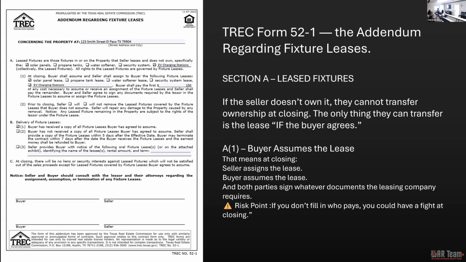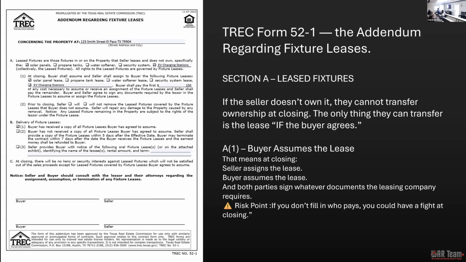Okay. If you go down to section A1, it simply means that the seller assigns the lease. And if you look at it, it says, okay, we're identifying these things like before. And then it also says, if you look at the blank there, buyer shall pay the first blank. You should negotiate that. That's all negotiable. Of any costs necessary to assume or receive the assignment of the fixture lease, and the seller shall pay the remaining amount.